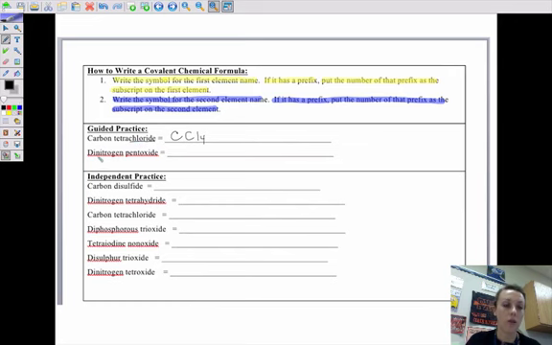Dinitrogen, so I'm going to find the element name, which is nitrogen, and that symbol is N. And then I have di, that means 2, so I'll put a 2 after the N. The second element says pentoxide, so oxide is the ending form of oxygen. And then penta means 5, so it's N2O5.